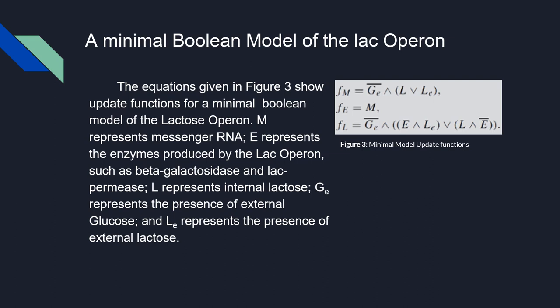I'm going to quickly translate the update functions into proper sentences to help in understanding what they really mean. So for the first update function, to have mRNA in the next time instance, we need to have no external glucose and internal lactose or external lactose. Next, to have enzymes in the next time instance, we need to have mRNA now. And finally, to have internal lactose, we need to currently have no external glucose and enzymes and external lactose, or internal lactose and no enzymes.